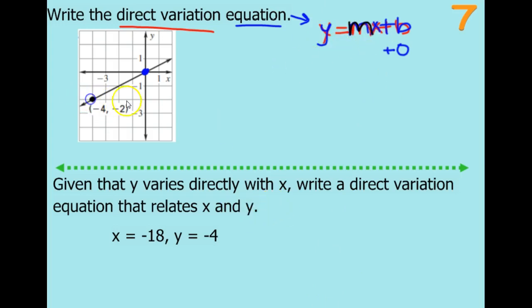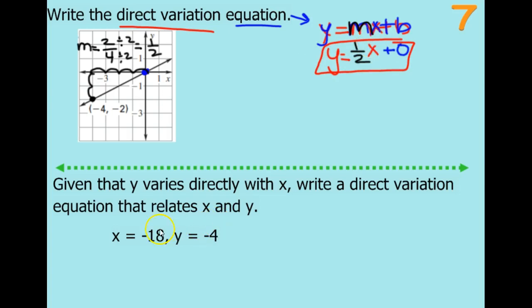So we have 2 points. We can just count our slope. Rise 2, and run 1, 2, 3, 4. Now we can simplify 2 over 4. If we divide by 2, we get 1 over 2, or 1/2. So our equation would be y equals 1/2 x plus 0.